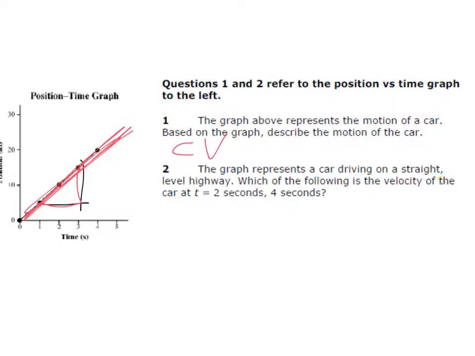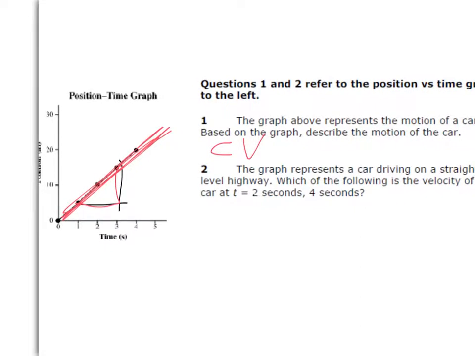Question number 2 says the graph represents a car driving on a straight level highway. Which of the following is the velocity of the car at 2 seconds and 4 seconds? So we have to take a look at the velocity at 2 seconds and at 4 seconds. Now this is a position versus time graph, not a velocity versus time graph. So we can't just read it off. It's not 10 and 20.